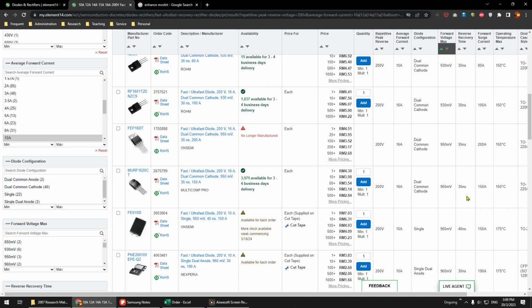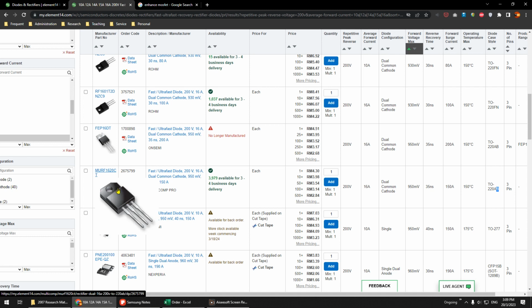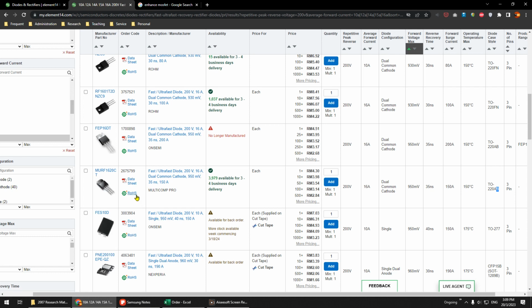And reverse recovery time is quite fast. The casing is TO220, but this one is AB, I think AB is a bit larger. The casing means the shape of it, this is a standard. TO220AB is a little bit harder to get a heatsink for, but it should be okay, no need to worry.